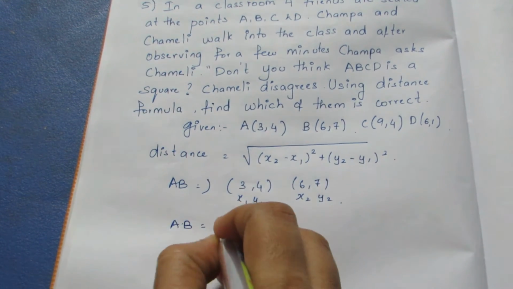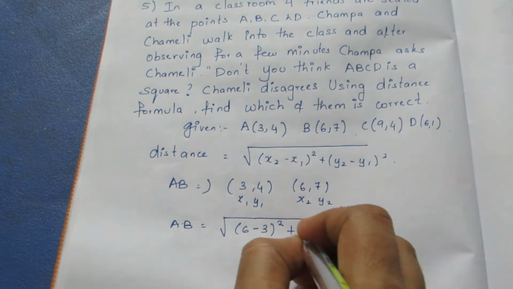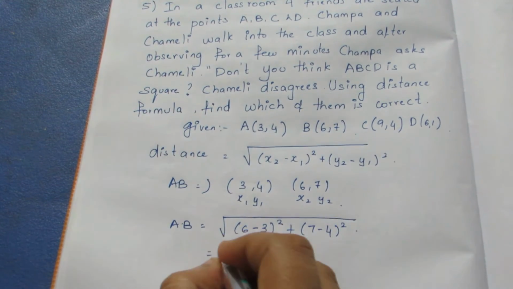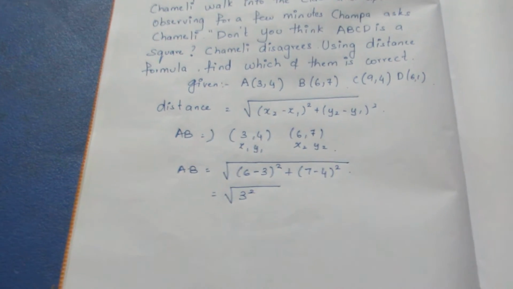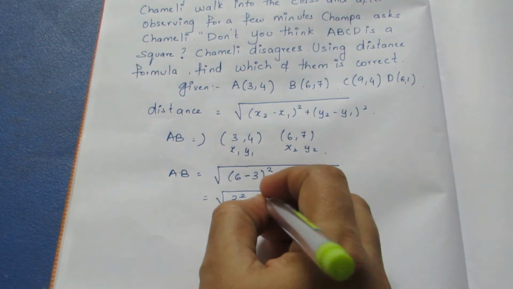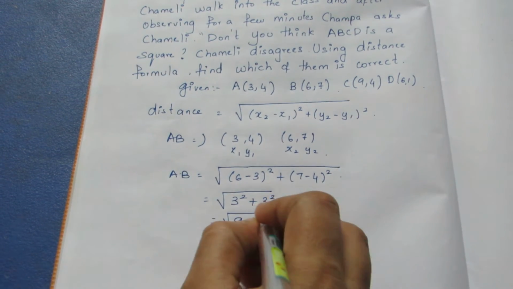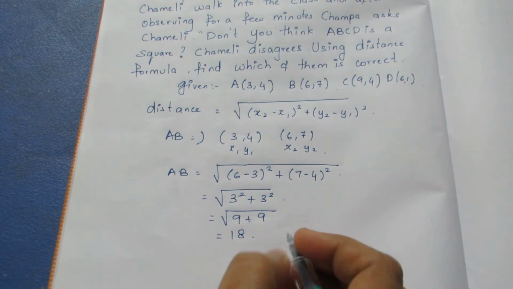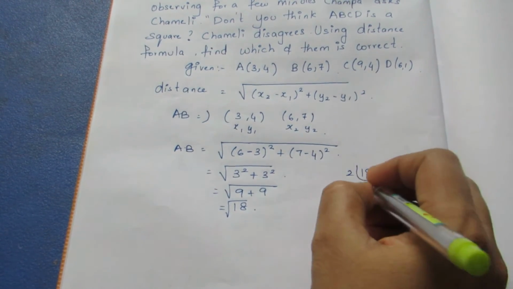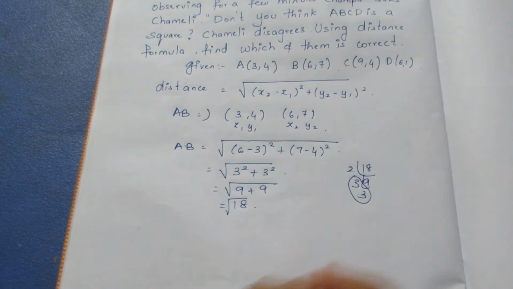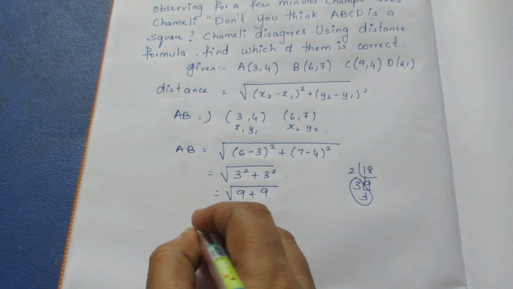Distance of AB is equal to root of x2 minus x1 the whole square, that is 6 minus 3 the whole square plus 7 minus 4 the whole square. This is equal to root of 3 square plus 3 square, which is root of 9 plus 9, that is 18. If I do prime factorization of root 18, 1 factor of 3 will come out from the root, so it becomes 3 root 2. So AB will become 3 root 2.